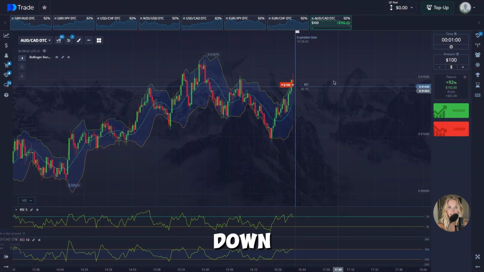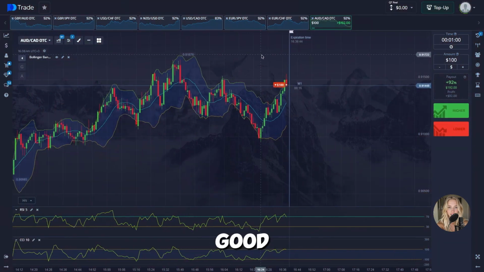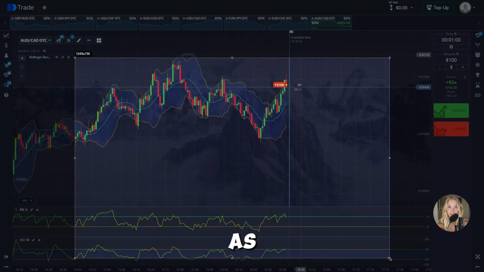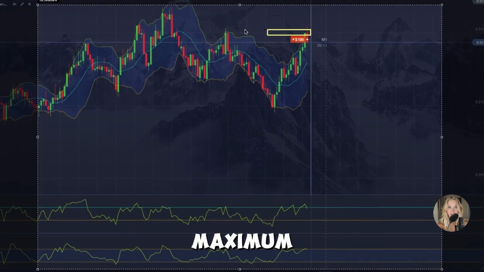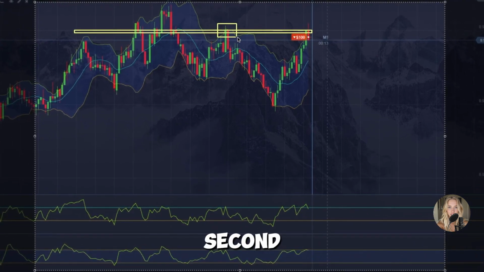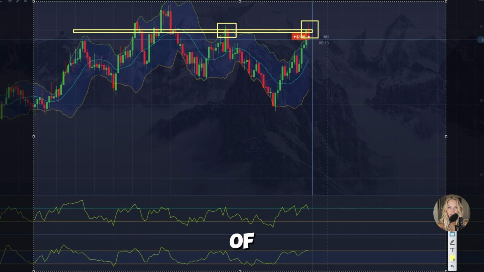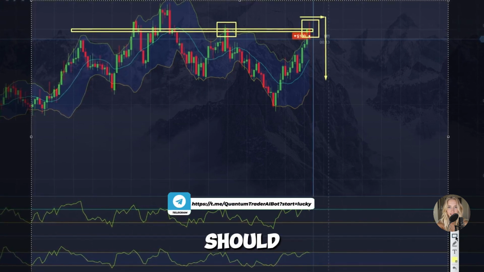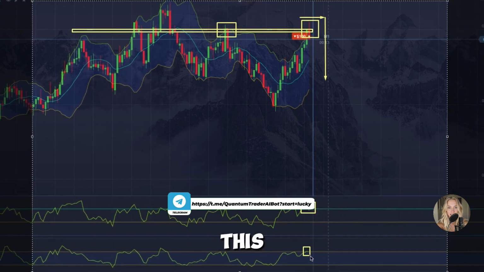Let's open a deal down here. We immediately found a good entry point. We have a touch of the resistance area here, as well as the formation of a new price maximum. Here we have the first, second touch of the upper band of our channel indicator. Then, the dynamics of the movement should go down. We think this for a reason.